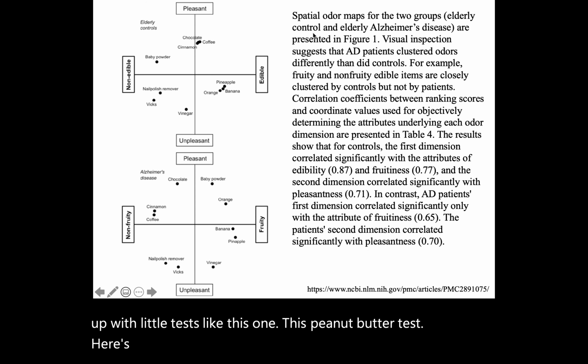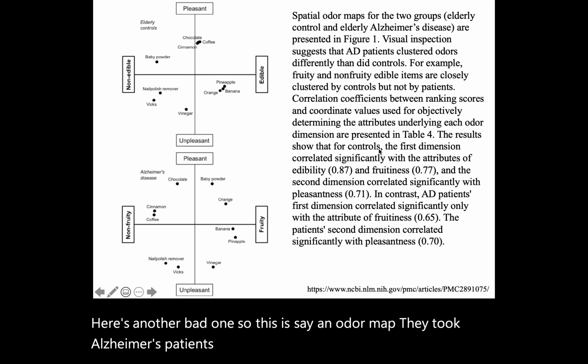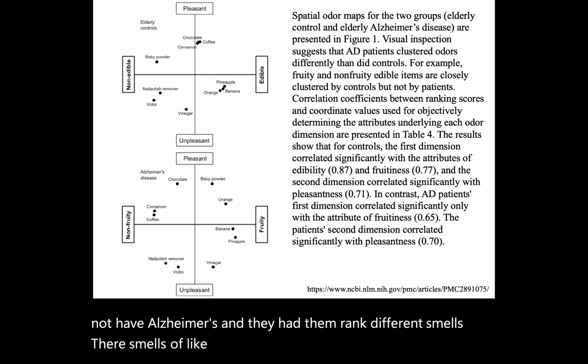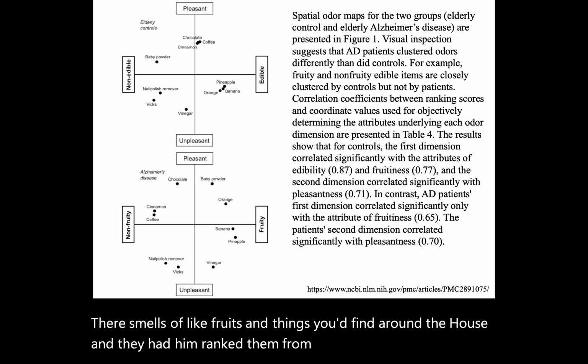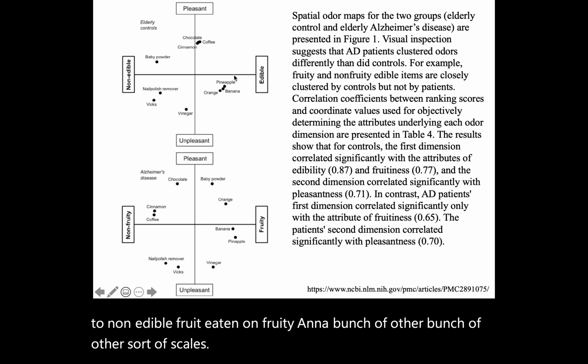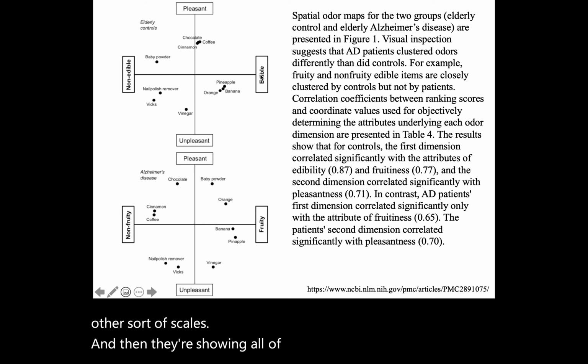They took Alzheimer's patients and people who were the same age but did not have Alzheimer's, and they had them rank different smells. There were smells of fruits and things you'd find around the house. And they had them rank them from pleasant to unpleasant, edible to non-edible, fruity to non-fruity, and a bunch of other scales. And then they're showing all of the most significant data.